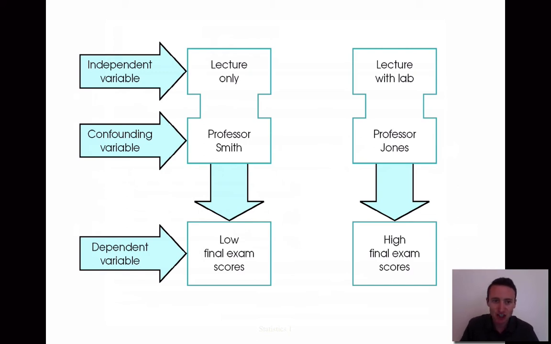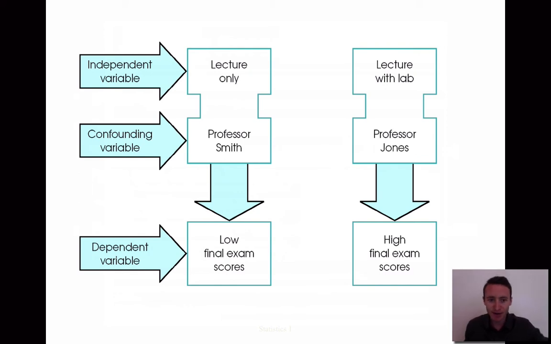Let's define each. The independent variable is the predictor variable. It's the one that the researcher manipulates. In other words, the researcher makes it different in one group compared to another. So the independent variable in this study was the teaching method. One group received a lecture only, and the other group received a lecture with a lab. That's the independent variable manipulated between two groups.